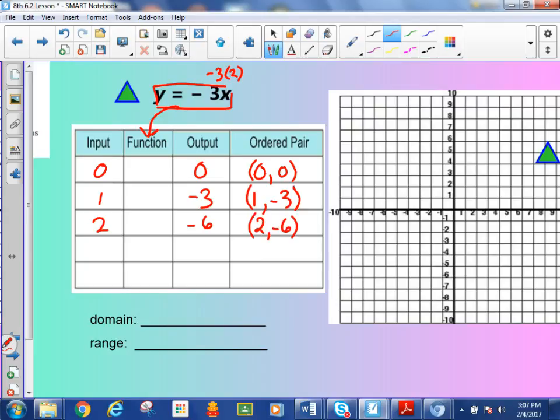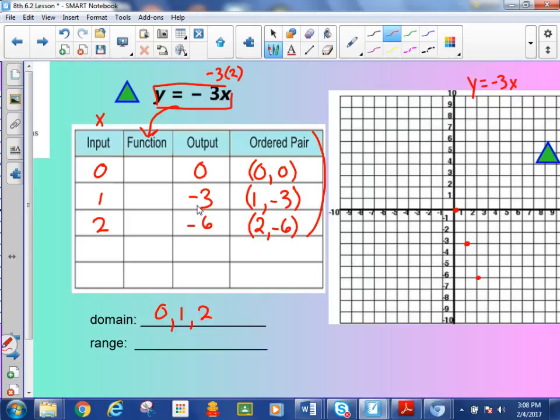So I'm going to graph those. So I'm going to go over to 0 up to 0, over to 1 down to negative 3, and over to 2 down to negative 6. Okay, so here's the table for that function of y equals negative 3x. Here's our graph for y equals negative 3x. And now we're going to discuss domain and range. So our domain is going to be our x values, or our input values. What did we have for our inputs? Well, we had 0, 1, and 2.